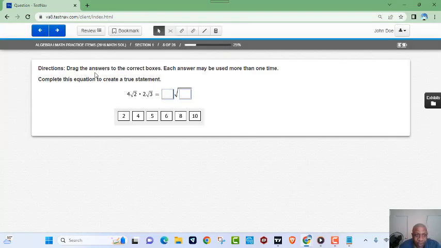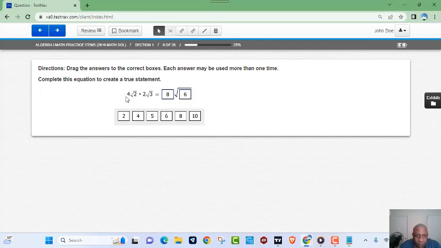Okay, directions. Drag the answers to the correct boxes. Each answer may be used more than one time. Complete this equation to create a true statement. So we have 4 radical 2 times 2 radical 3. Anytime you have a question like this, the simplest way to answer this is just multiply the integers by the integers. 4 times 2 is 8. So I take the 8 and put it right there. Then radical 2 times radical 3. Well, that's radical 6. So I'll simply put radical 6 right there, and you're done.